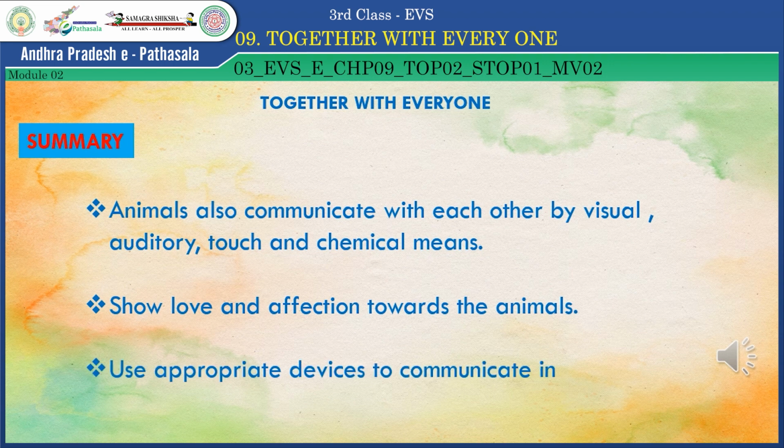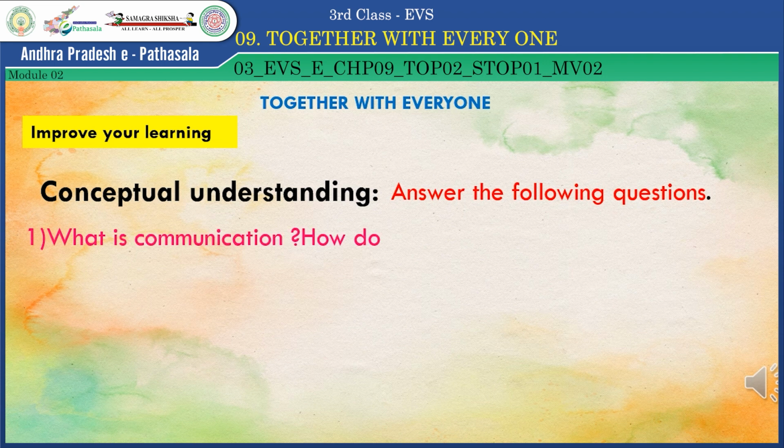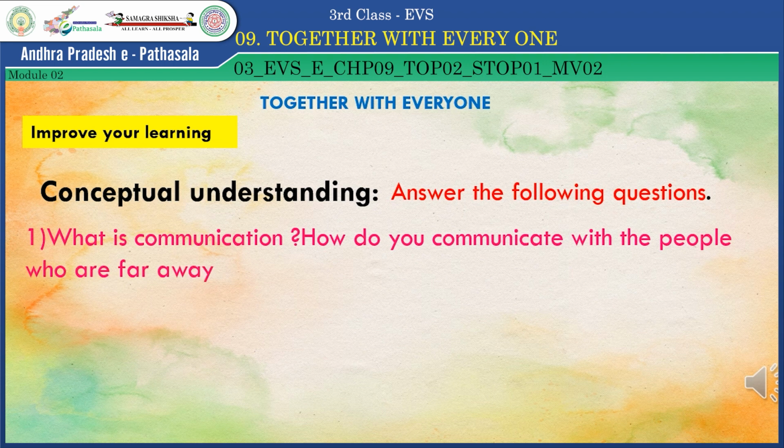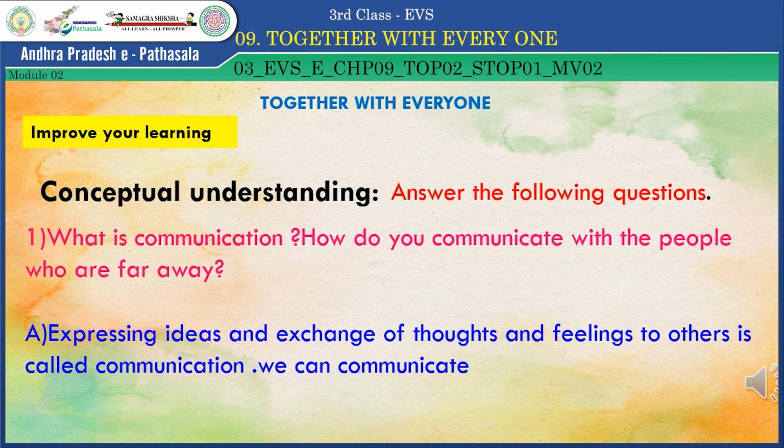Children, let's check your understanding. Children, answer the following questions. What is communication? How do you communicate with the people who are far away? Well done, children. The answer is: expressing ideas and exchange of thoughts and feelings to others is called communication. We can communicate with people who are far away by talking over a phone.